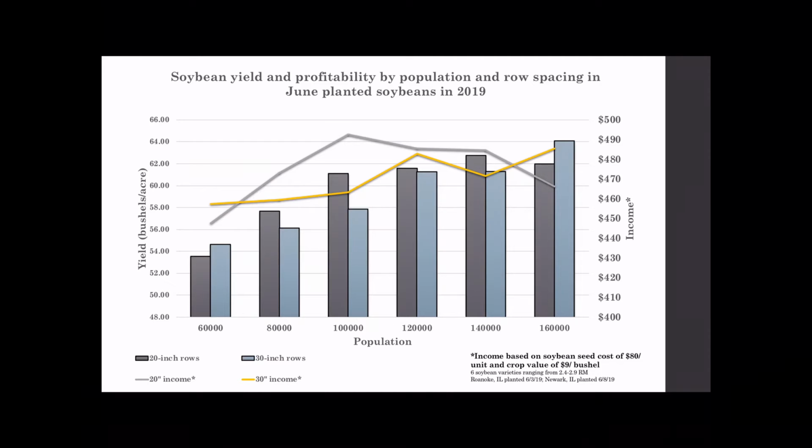However, we see a different story in the 20-inch rows. In the 20-inch rows, our most profitable population was 100,000 seeds per acre, and we don't see a big yield increase after that point. We do see a bit of an increase, 2 or 3 bushels, as we go from 100,000 up to 140,000, but basically the yields plateau at that point. So in this study, the highest, most profitable configuration was planting 100,000 seeds per acre in 20-inch rows.